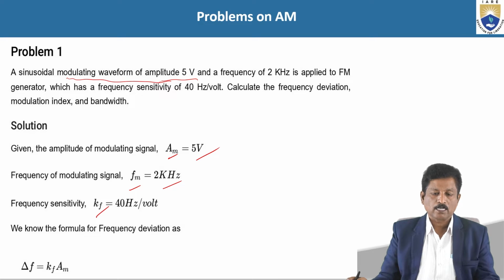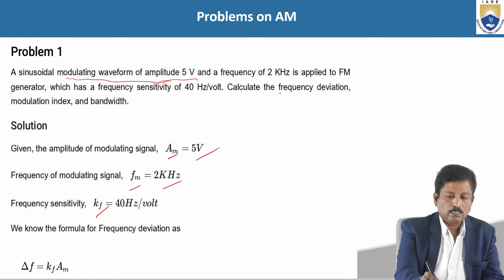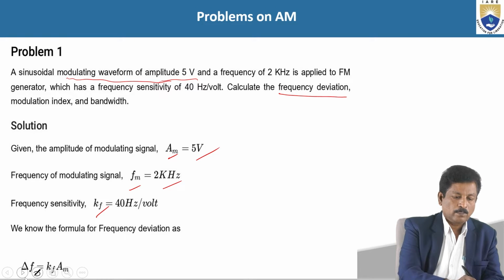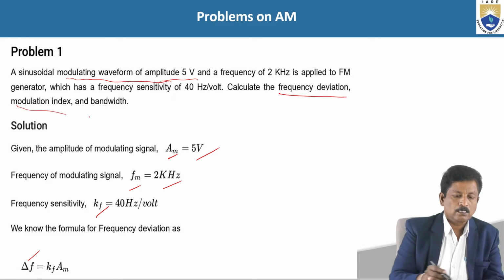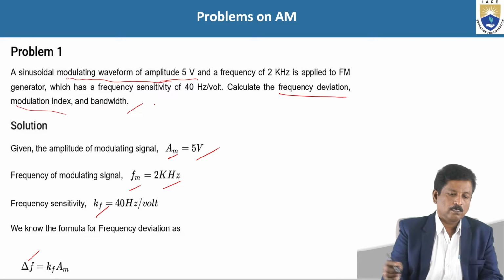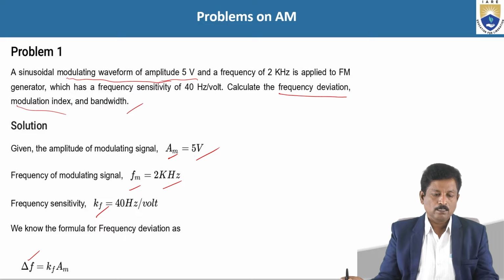Now our aim is to calculate the frequency deviation, indicated by delta f. Another one is the modulation index, given by mf. In amplitude modulation it would be ma, but because here we are taking a frequency modulation problem, we use the modulation index mf. Another one is the bandwidth requirement for the FM.